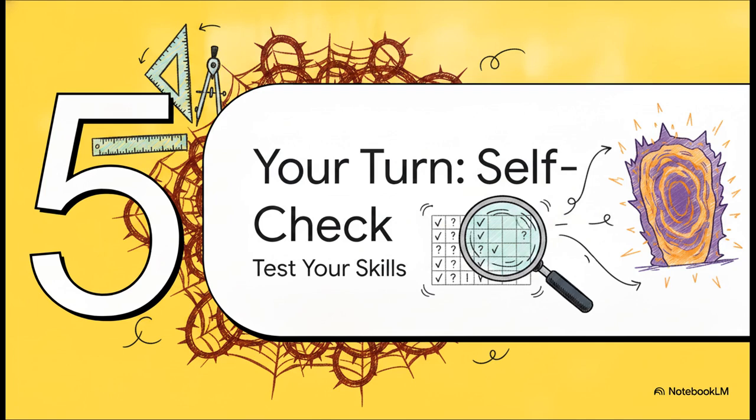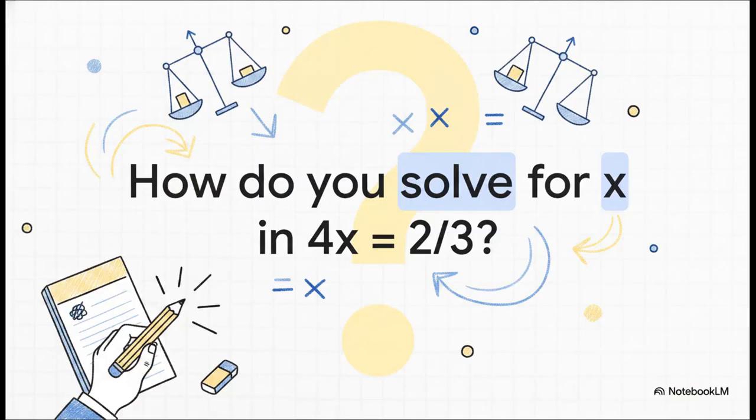You have the tools, you know the traps, and you know how to check your work. Now it is time for your final challenge. Go ahead and grab a pencil and try solving this one-step equation using what we just reviewed about inverse operations. The equation is 4x equals 2/3. Think about how to isolate that x.